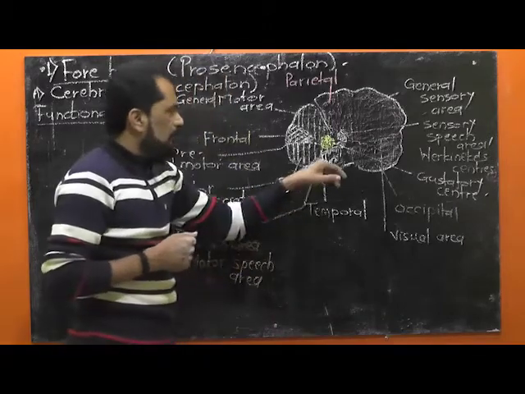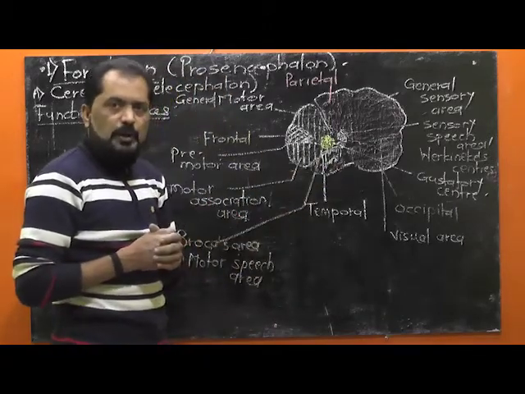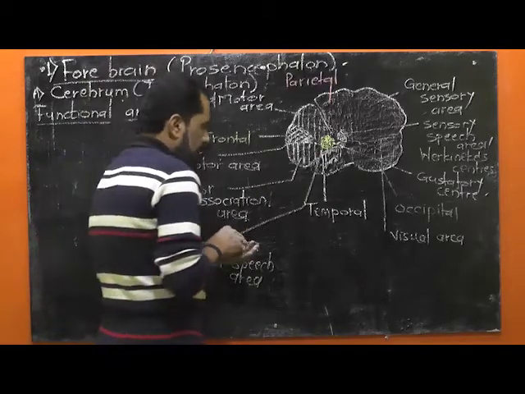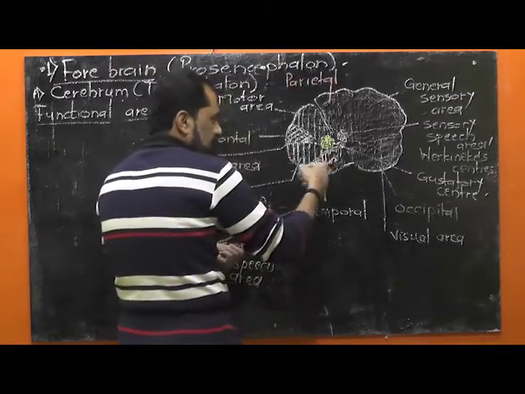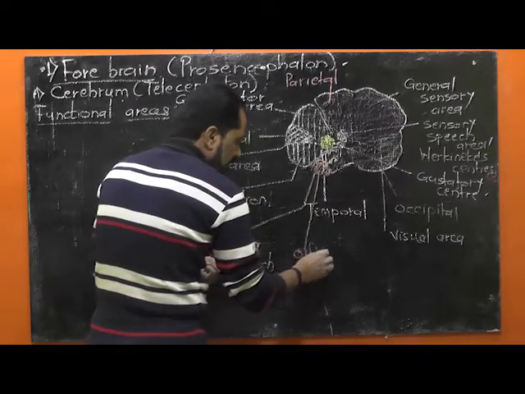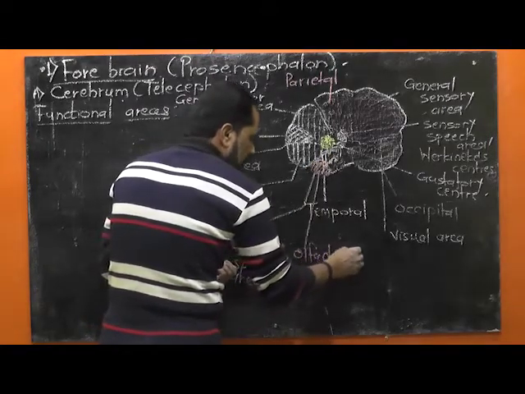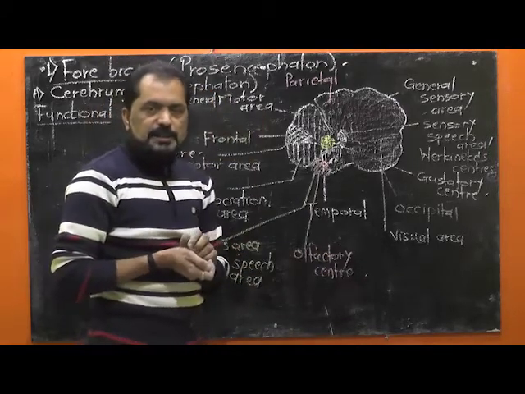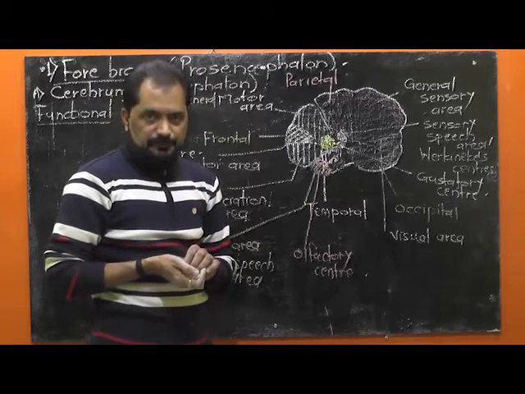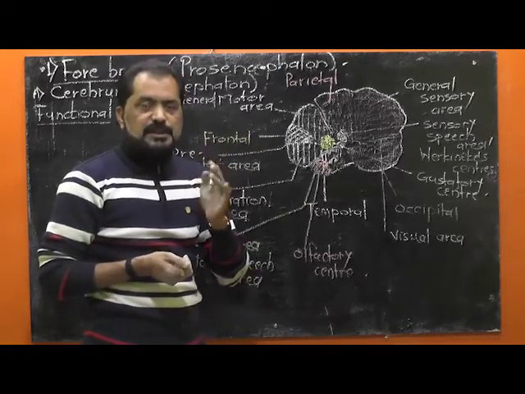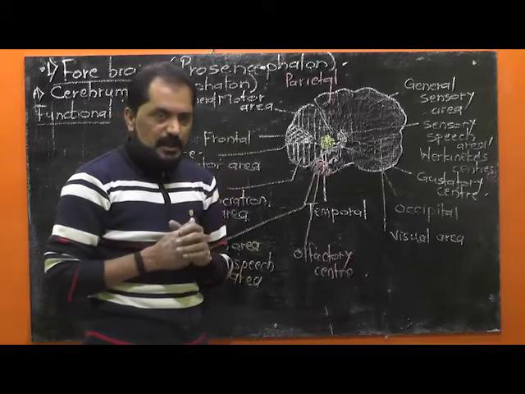Finally come to the temporal lobe. Temporal lobe contains two major areas. First one, which lies towards the front side, is the olfactory center. Olfactory center, of course, is related with olfaction, that is sense of smell. It controls the sense of smell, गंध ज्ञान.